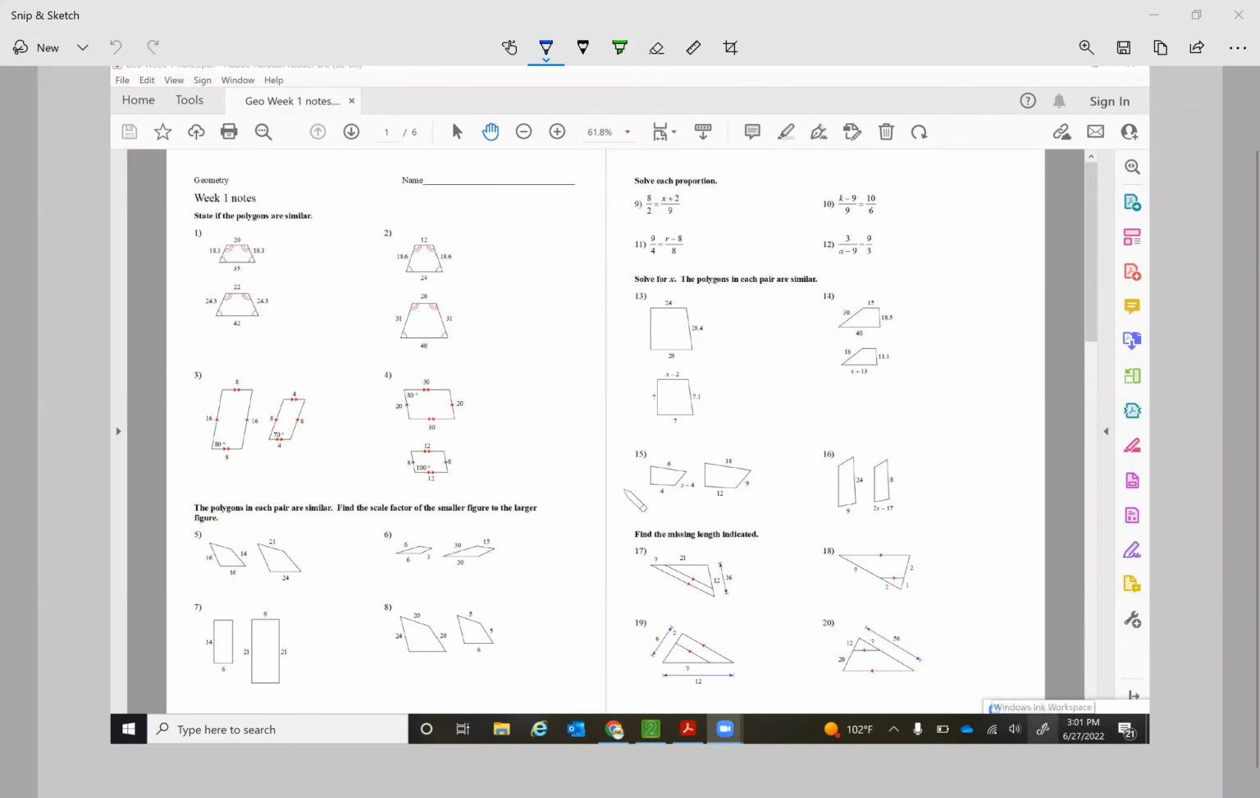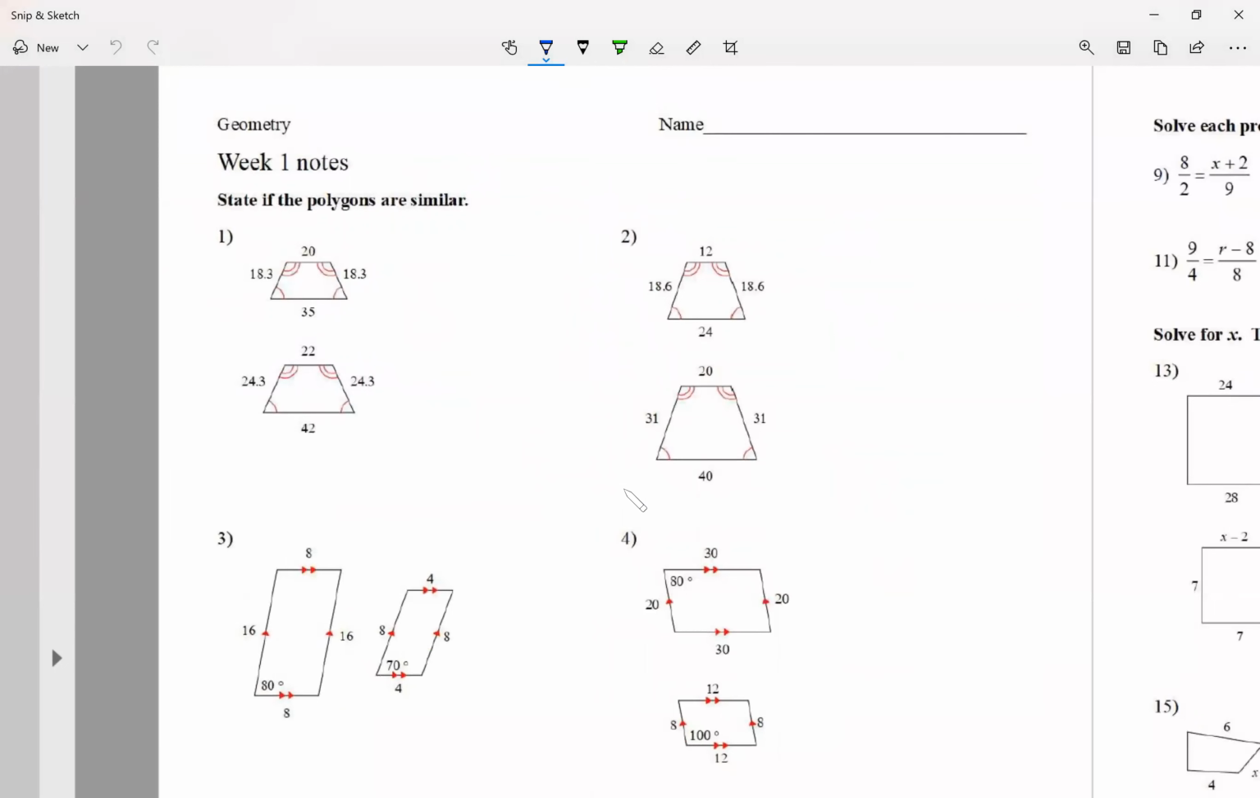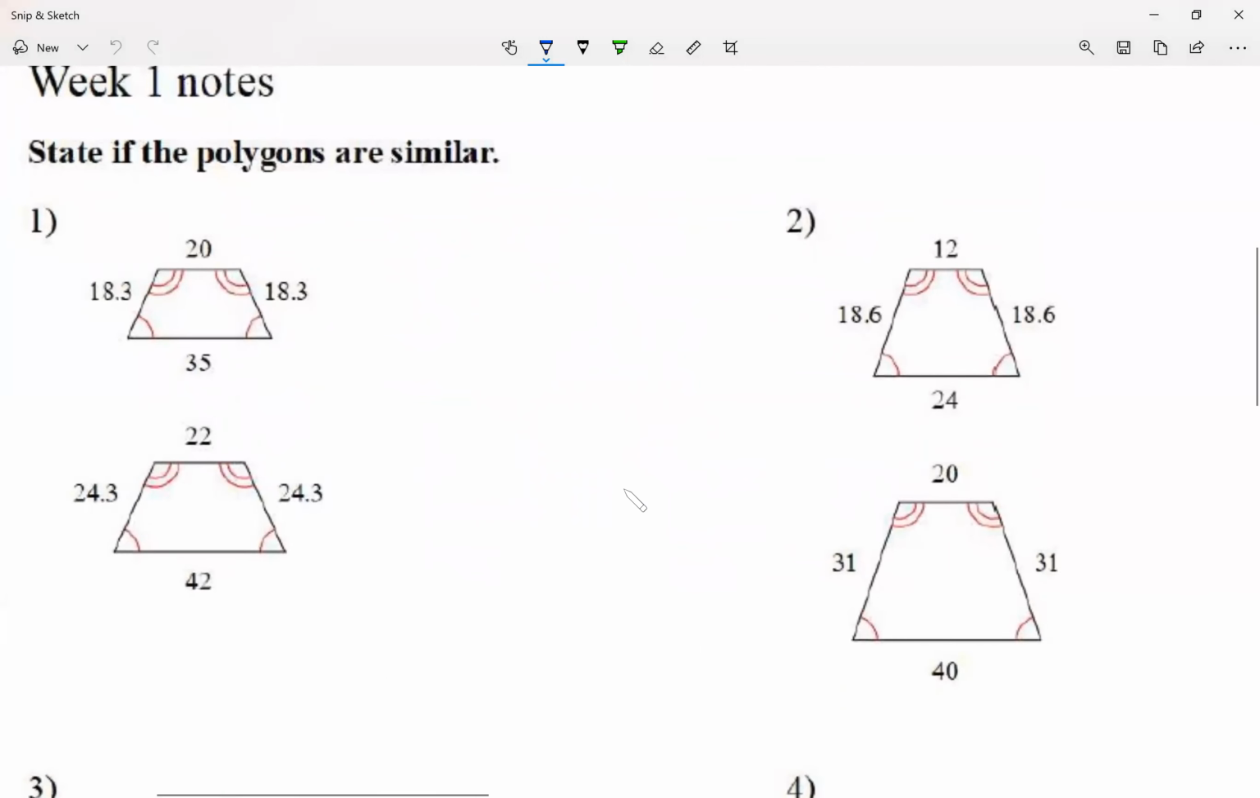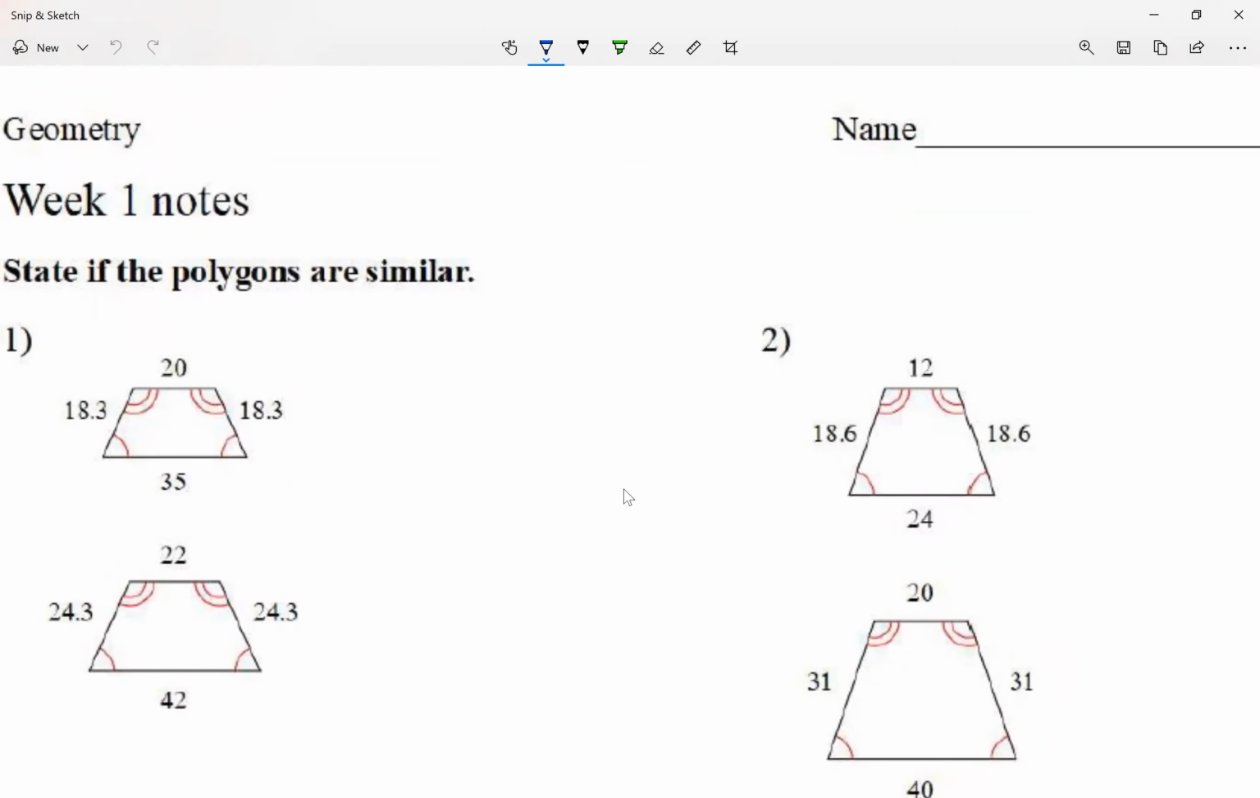All right, for today, we're going to be looking at what we call similar polygons, similar figures. Now, polygons have to respect two things in order for them to be similar. Similar means the same shape, but they can be different sizes. There are two criteria. Let me write 1 and 2. There are two criteria that must happen in order for two polygons to be similar.